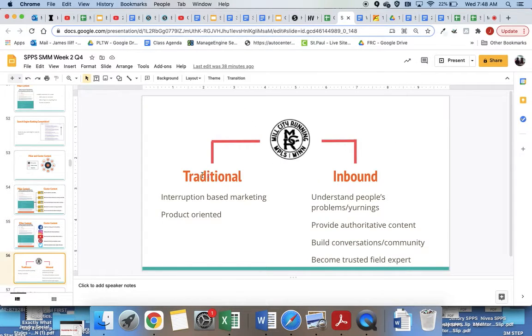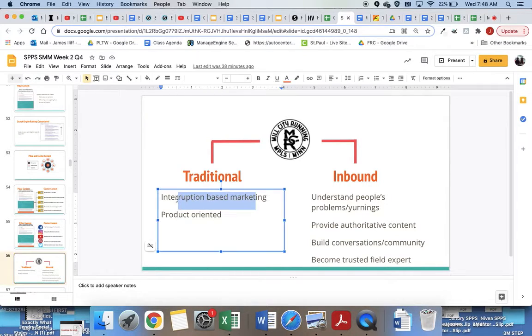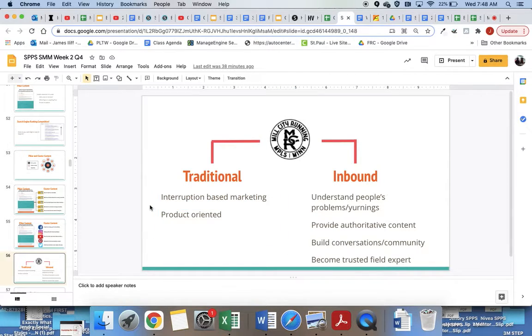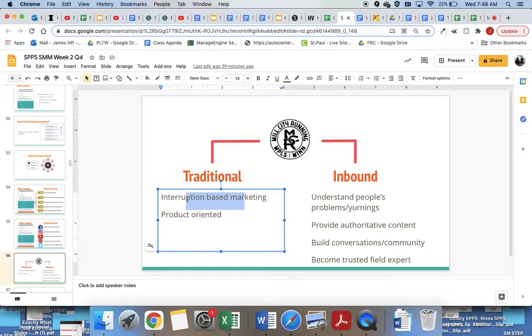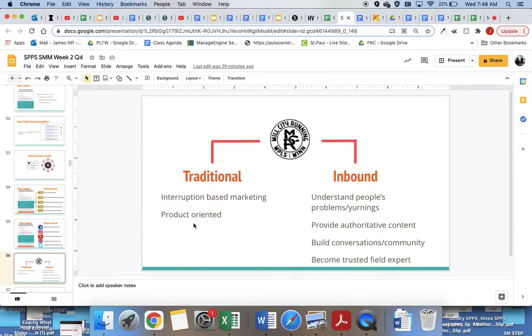So let's look at the difference between traditional and inbound marketing. Again, for Mill City Running Room, if they were using the traditional marketing method, they would do interruption-based marketing. They would put flyers in your mailbox, spam your email, maybe run TV commercials, all in an effort to interrupt your attention and get in front of you. And it's very product oriented. They're running ads on their shoes and so on. So this is traditional marketing. We also call this outbound marketing.